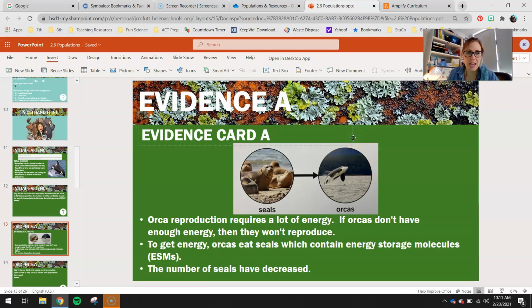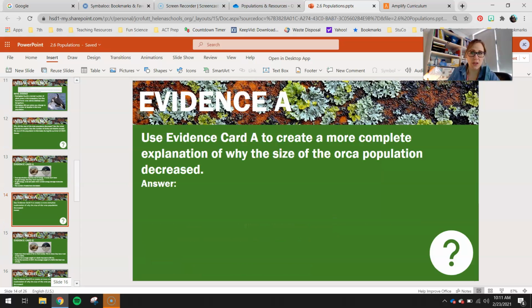On evidence card A, you get 3 new pieces of evidence. So orca reproduction requires a lot of energy. If orcas don't have enough energy, then they won't reproduce. Okay, next one, to get energy, orcas eat seals, which contain energy storage molecules, and then the number of seals have decreased. So you just got a little bit more information to add on to your initial information. So go ahead and move on to slide 14, which says use evidence card A to create a more complete explanation about why the size of the orca population decreased.